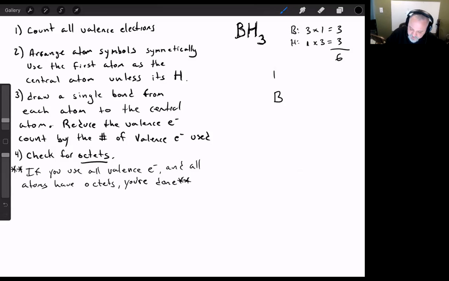Arrange them symmetrically. Okay, did that. Let's draw, I use boron as the central atom. It's the first one listed. Let's draw a single bond to each of the atoms, reduce the valence electron count. 6 electrons are in the 3 bonds.